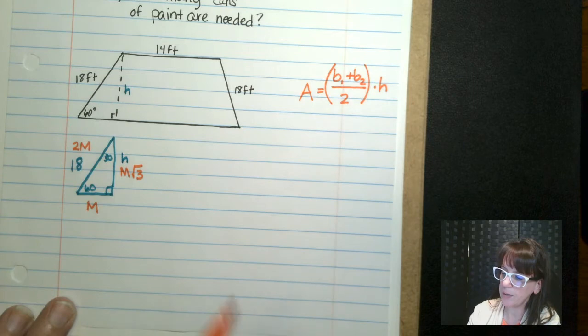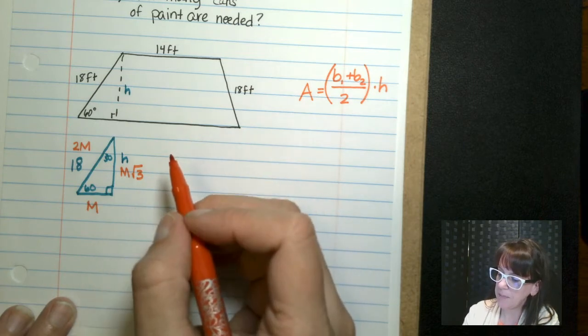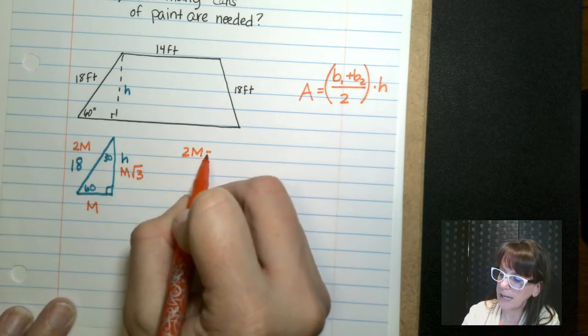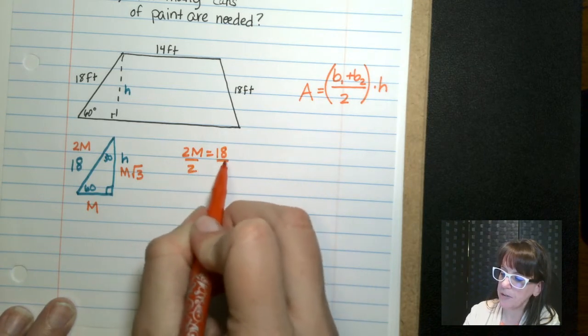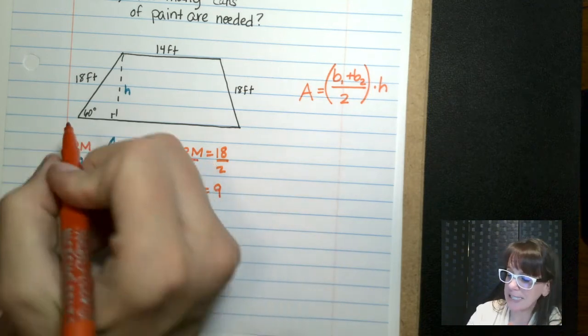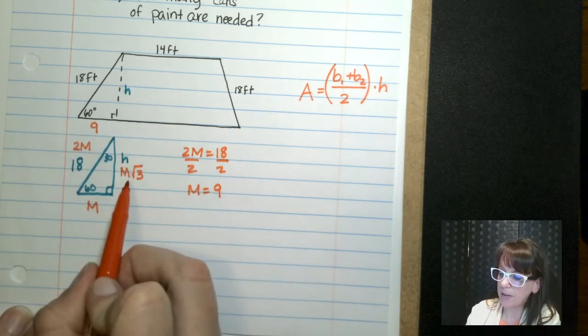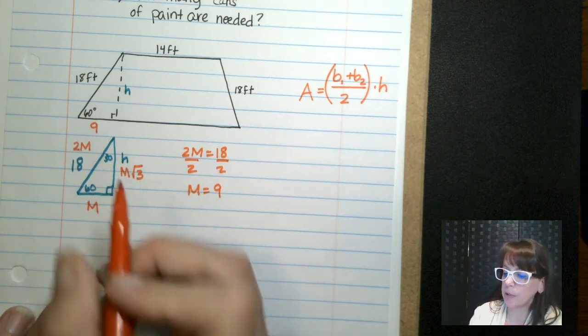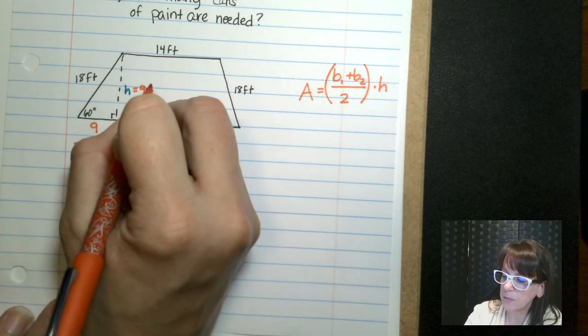So we have 3 equations here. We have 2m equals 18. If we divide by 2, we get m equals 9. So that means this guy right down here is 9. Now that we know our m is 9, we have 9 root 3. So our height is 9 root 3.